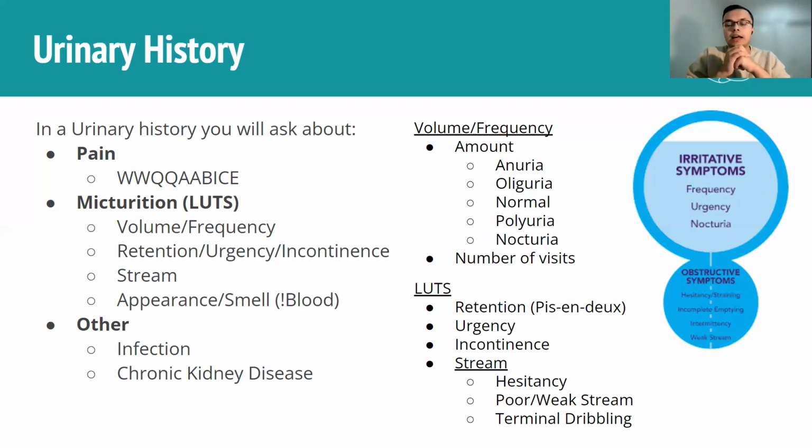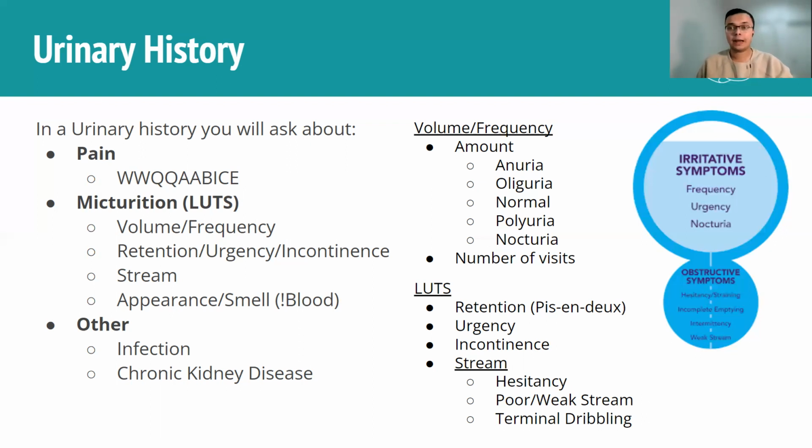Those are basically your frequency symptoms, your increased frequency because of the irritation. You're going to have urgency because that irritated bladder is going to want to get rid of the urine. And then you also have nocturia because you're going so often, it's also impeding into your nighttime sleeping schedule as well. You also have obstructive symptoms where the flow of urine can be obstructed.